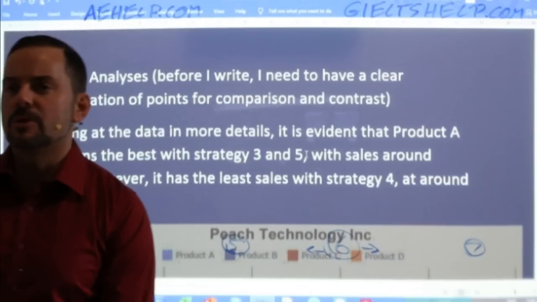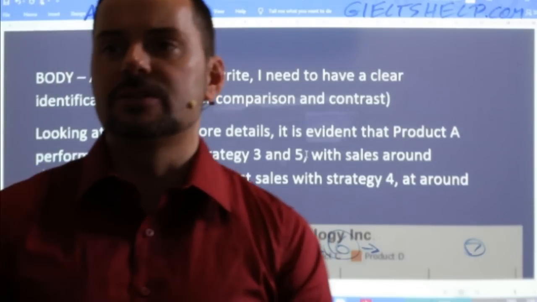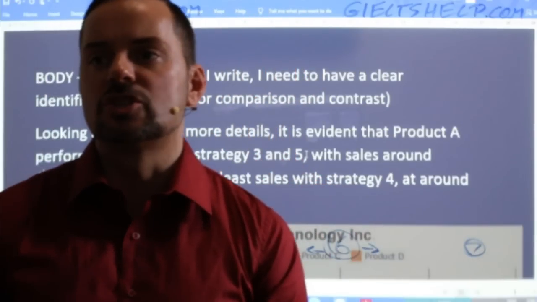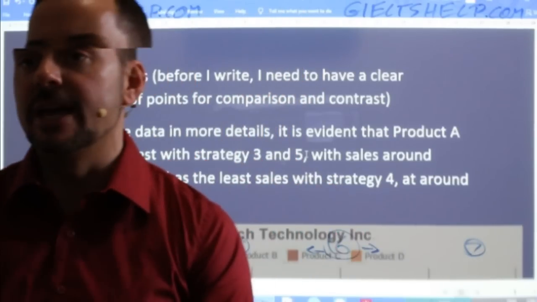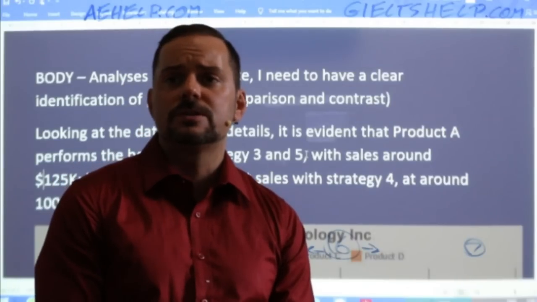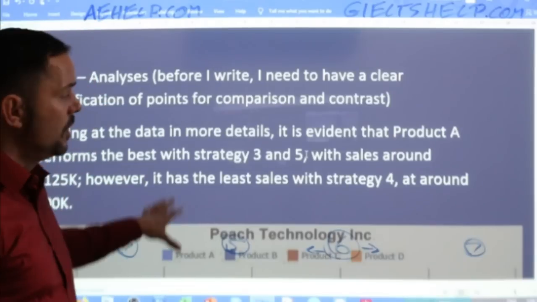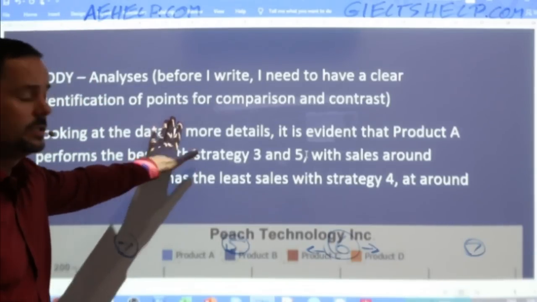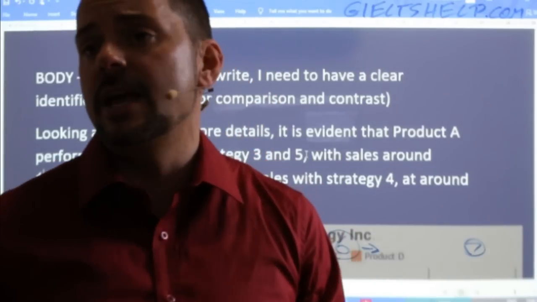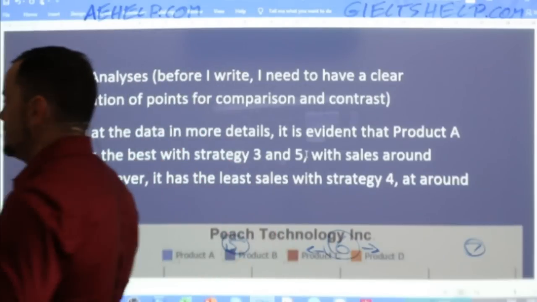Preeti says, product A has great sales of almost 125,000 in strategy 3 and 5, whereas it has the least sales in strategy 4 at 100K. Preeti, very nice. Beautiful differences. So viewers, members, look at how Amay, Hassan, Preeti, and myself, we all wrote the same information, but we all use different grammar, different word choice, and they're all great. Okay, they all work well. Okay, let's keep moving along.